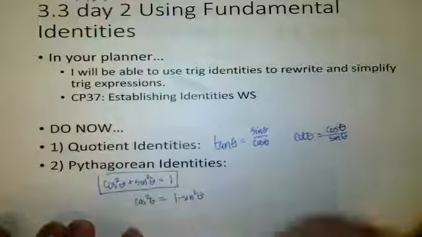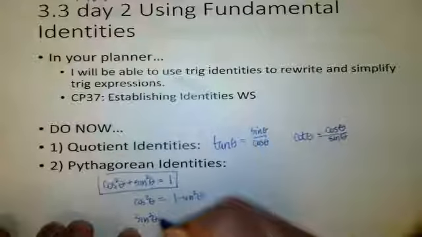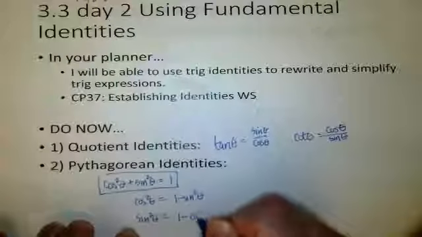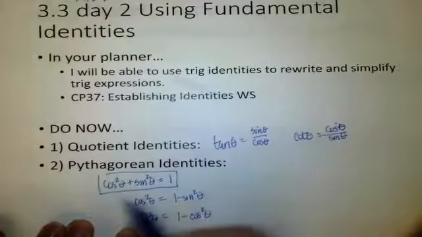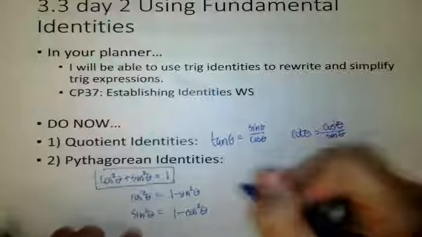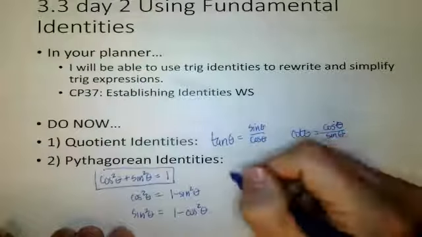All right. Sine squared theta is the same as 1 minus cosine squared theta. Very good. So subtracting the cosine term to the other side. Okay, good. What's our other Pythagorean identity? The second one.